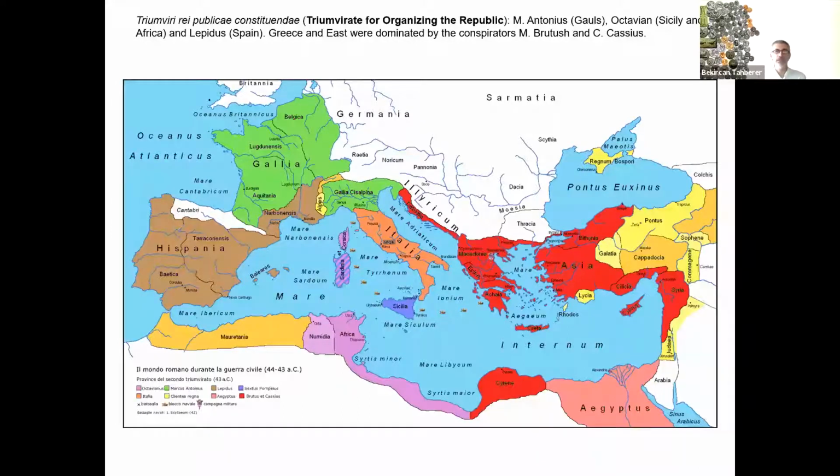And Lepidus was simply another prominent figure. So when they came together, it was obvious that they were not able to work together in the same office. So they decided to divide the land among themselves, and Antonius took the Gauls, Octavian Sicily and Africa, Lepidus Spain, and Greece and the East were dominated by the conspirators Brutus and Cassius.